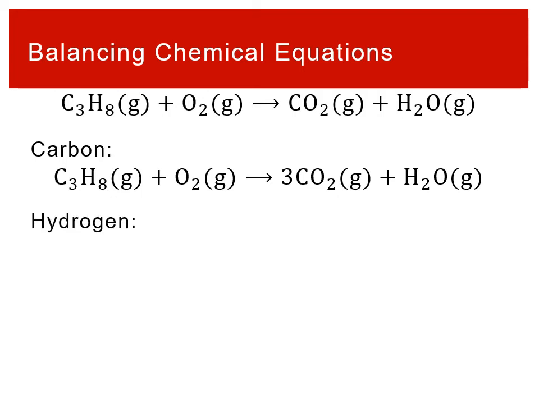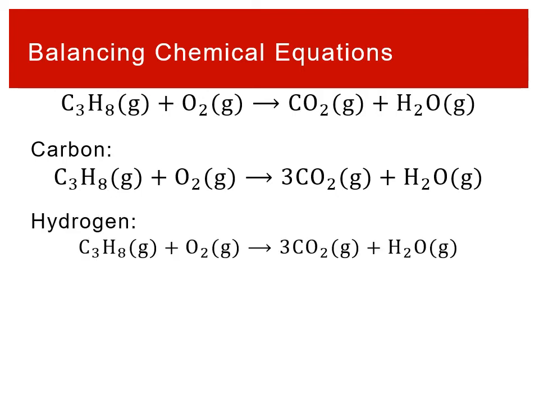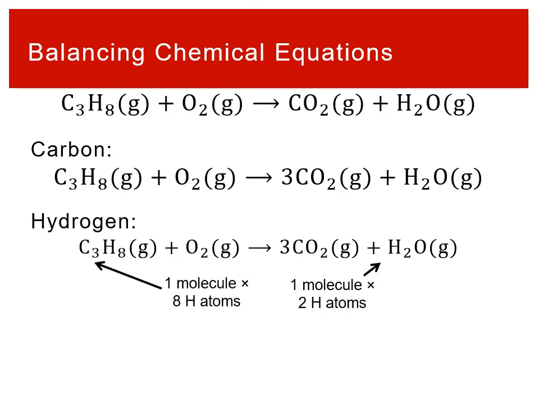We'll do hydrogen. So if we write out our equation, we want to find our hydrogen atoms. We can see that the propane is still 1 molecule, but it now has 8 hydrogen atoms. So we have 8 hydrogen atoms total over here. Hydrogen only shows up in water. 1 molecule times 2 gives me 2. So I can see that I have more hydrogens on the reactant side than on the product side. I need to account for that.